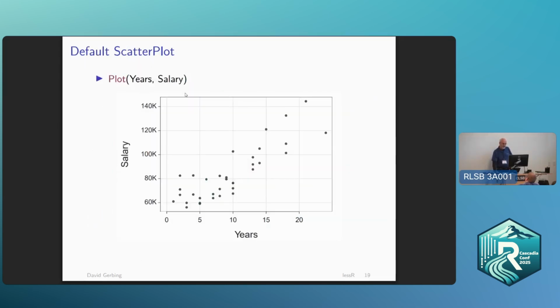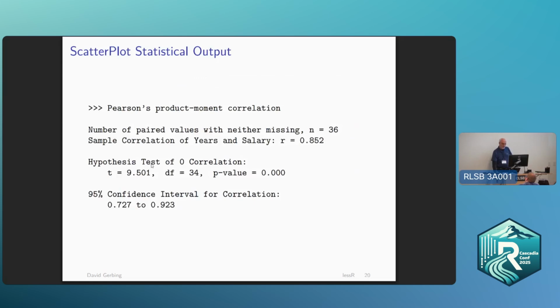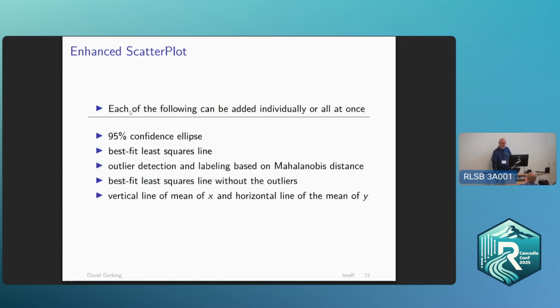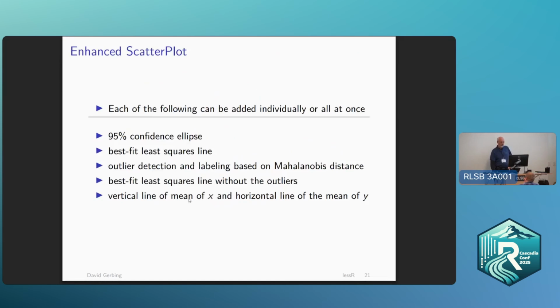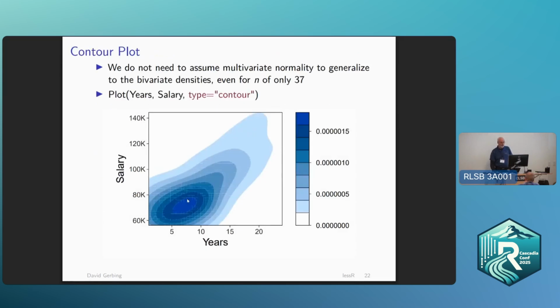Plot years and salary for the scatter plot. Here's the statistics that come out. And then, again, what do we want? Well, let's look at a confidence interval. Let's look at the best fit least squares line. Let's look at outlier detection. Let's look at the line without outliers. Okay, so that one's not there, but this will come out for you automatically. All of this just by going enhance equals true to the scatter plot.